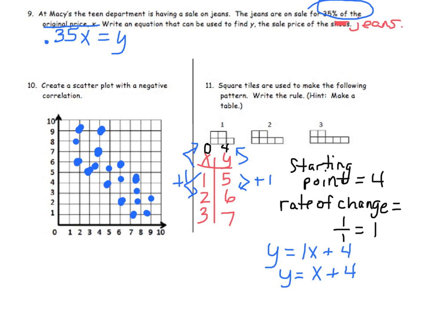The biggest thing to remember on 10, just remembering which way a negative correlation goes. And then on 11, being able to take the pattern, the figures, and putting them into a table, working backwards to our starting point, and forward to find out our rate of change. Of course, if I'd had a calculator, I could have put the data from my table into the calculator, and using my stat edit key, could have gotten the same information. So either way is easier for you.